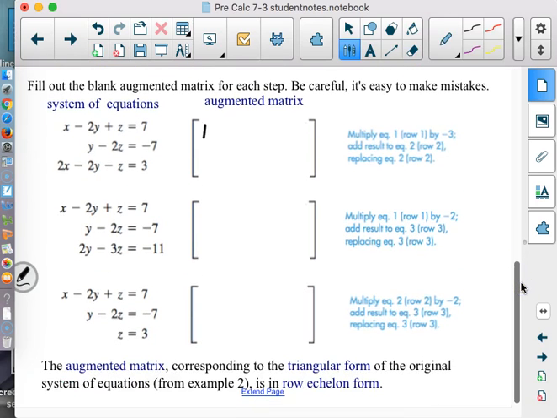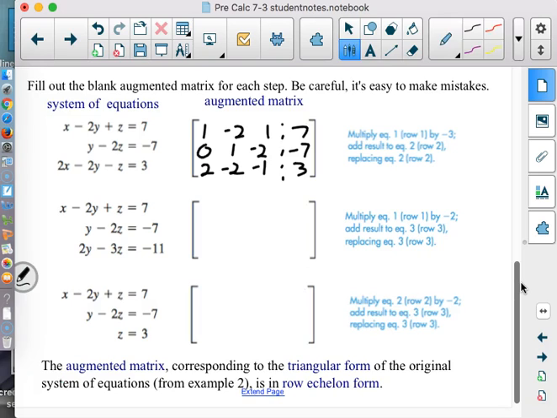All right, so 1x, negative 2y, 1z, 7, 0, 1, negative 2, negative 7. That's what happens when you're absolute. 2, negative 2, negative 1. All right, we're going to multiply equation 1, row 1, by negative 3. And then we're going to add that to row 2.